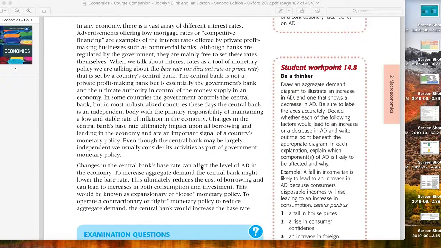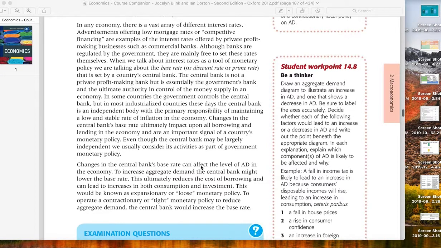In some countries the government controls the central bank, but in most industrialized countries these days, the central bank is independent. They are an independent board away from the government, but they have to make sure that inflation doesn't get out of control and that the economy is stable. So changes in the central bank rates ultimately impact all the borrowing and lending in the economy. They're an important signal of the country's monetary policy. So even if the central bank might be independent, we usually consider their activities to be part of government monetary policy.